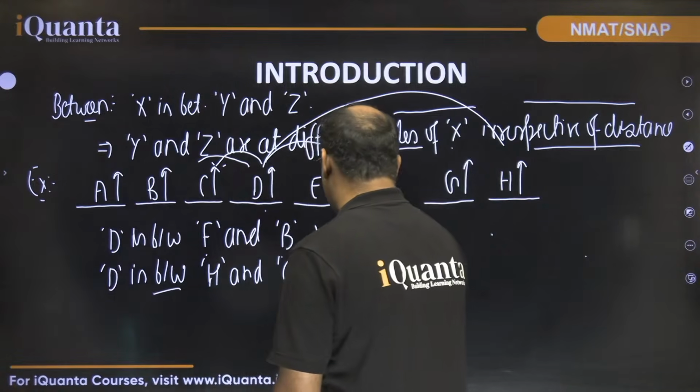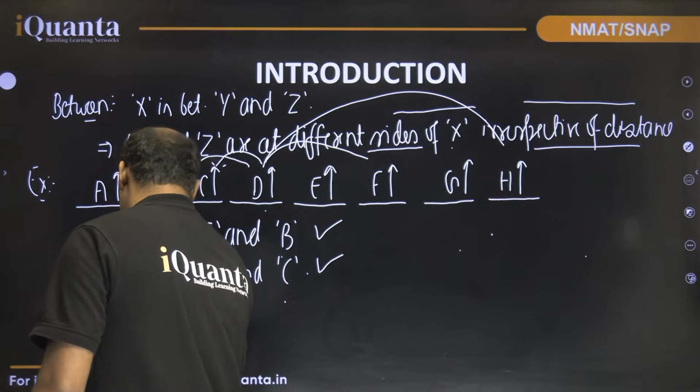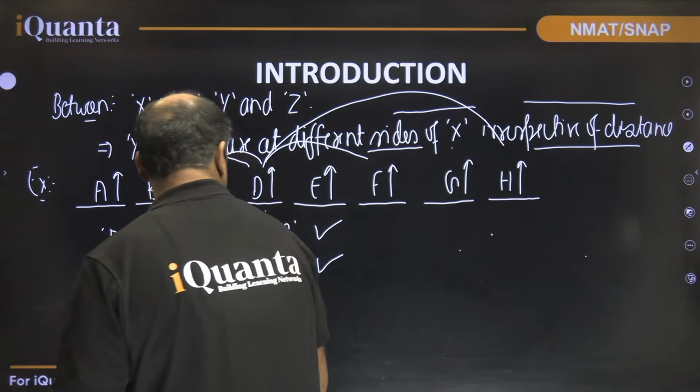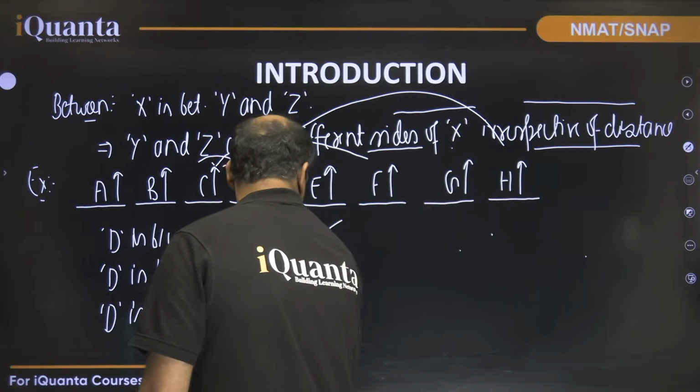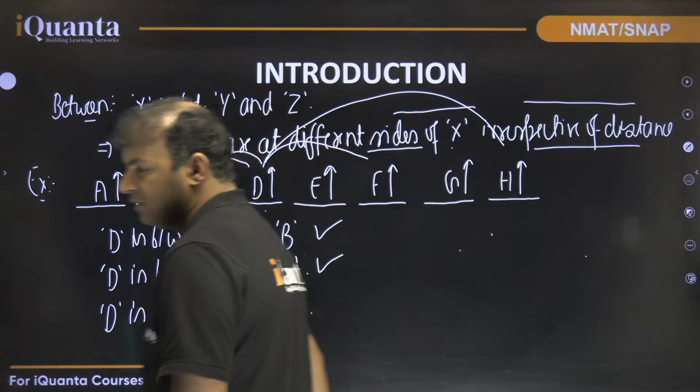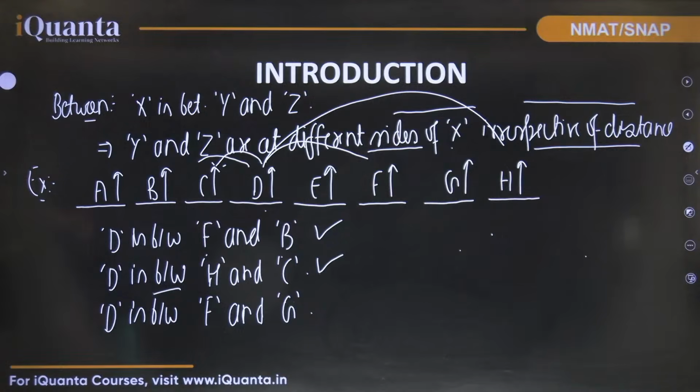Now guys, let me put one more example. If I say that D is between F and G, now tell me, is this correct or wrong? Please tell me, is this correct or wrong? Wrong, yes, this is wrong, true. Okay, Ronit is saying something. So if the distance is not mentioned, we have to consider the distance, right? Ronit, I don't understand your question. Sorry, I'm not able to understand your question.